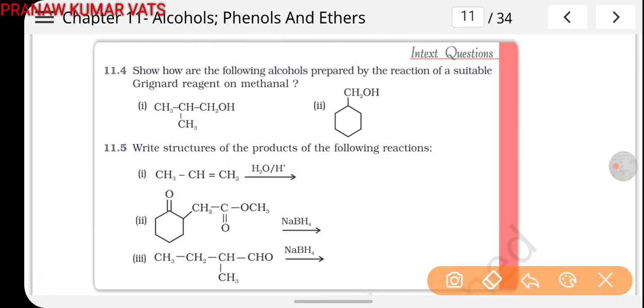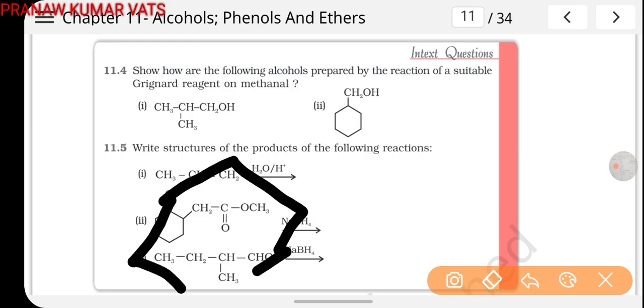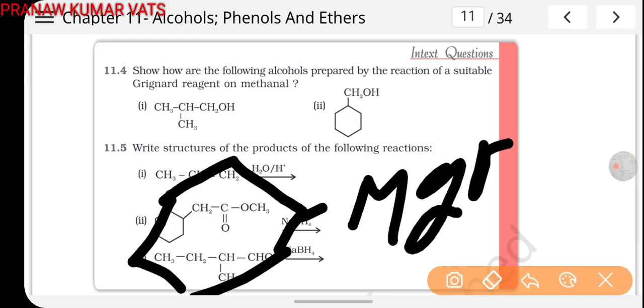In the second question, our Grignard reagent will be cyclohexyl magnesium bromide, because the CH2OH part will come from methanol. So this is our Grignard reagent.